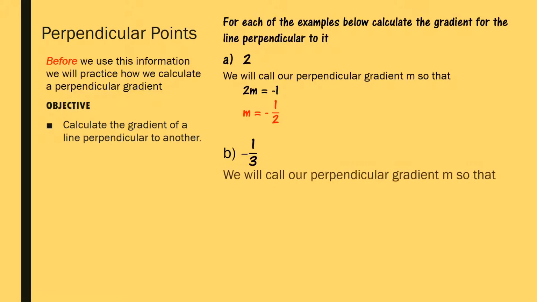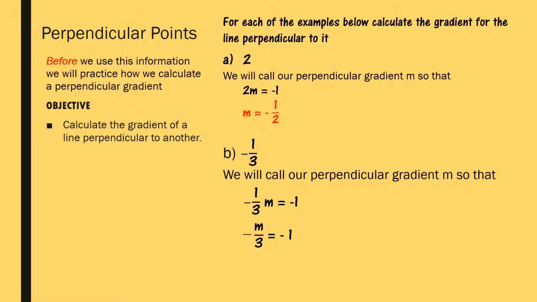If we give you another one, minus a third. We're going to do the same thing. A minus third times our perpendicular gradient m will multiply to give us minus 1. You can think of this a few ways, but I would tend to group the minus third m as minus 1 times m gives us m, so it'll be minus m over 3.